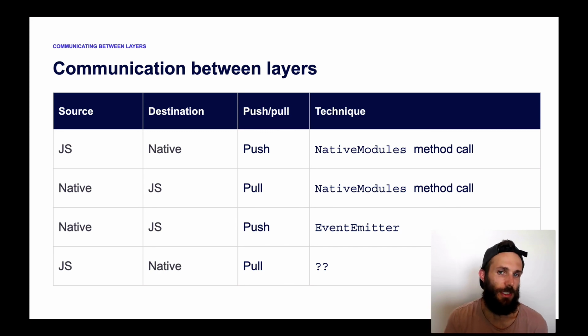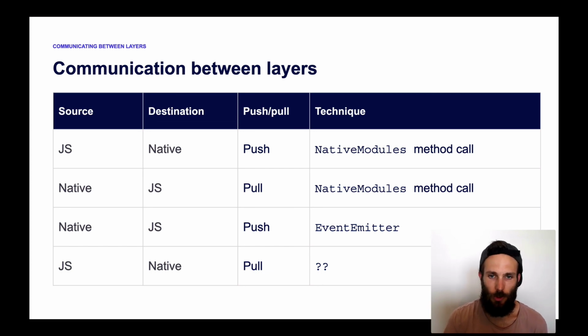If you want to push data from JavaScript to native, you can write a native module. A module in native code that you annotate to tell React Native, I want this interface to be exposed to JavaScript. And similarly, if you want to pull data from native to JavaScript, you also use native modules. If you want to push data from native to JS, then you send an event from native code and then you listen for it in JavaScript.